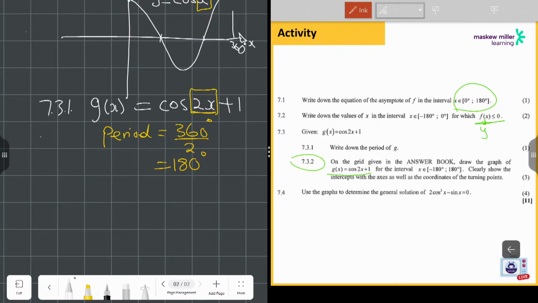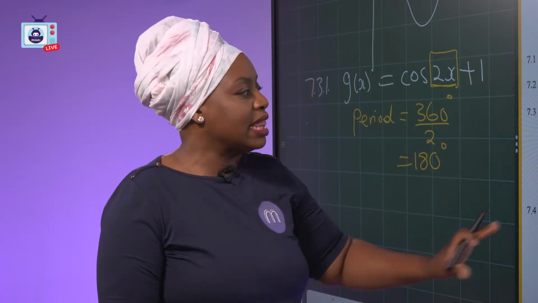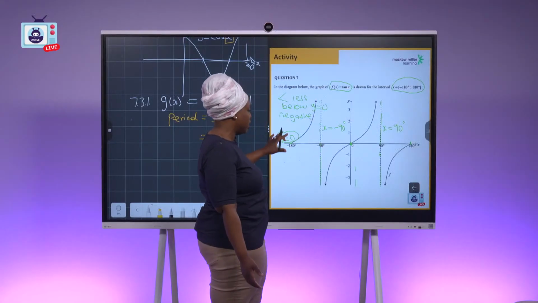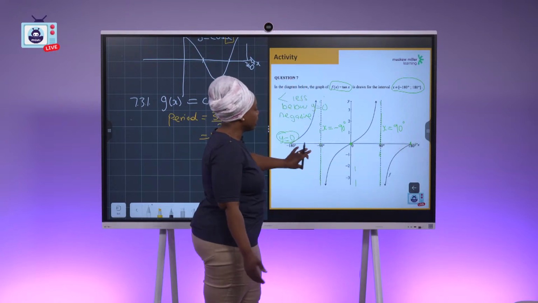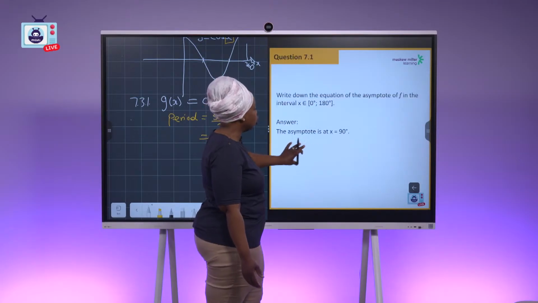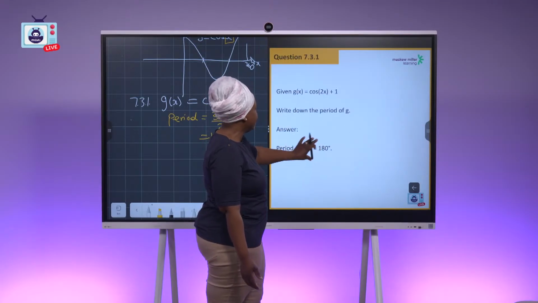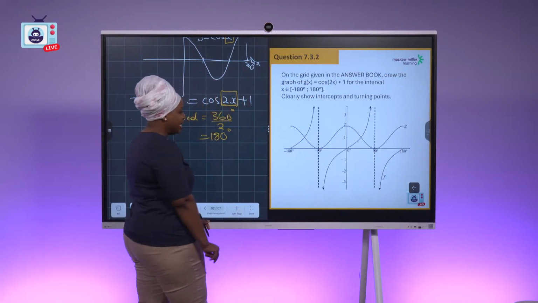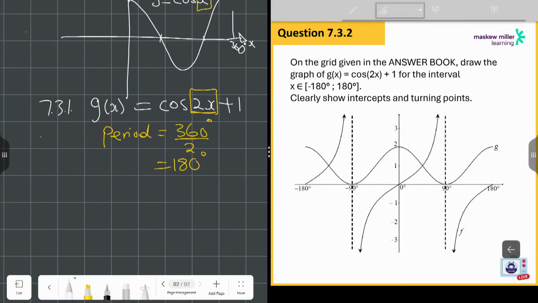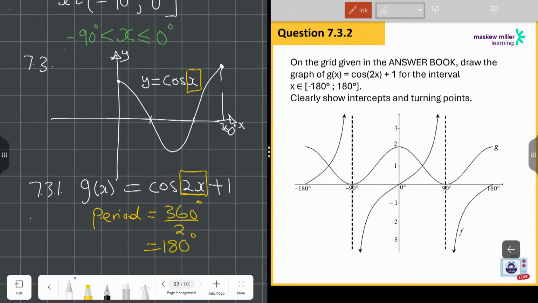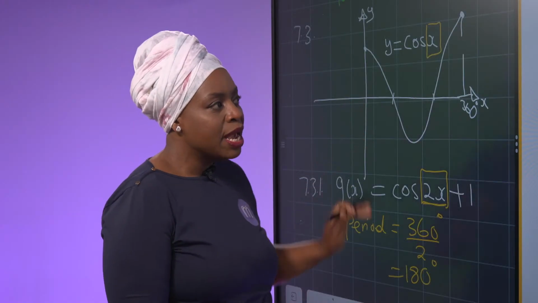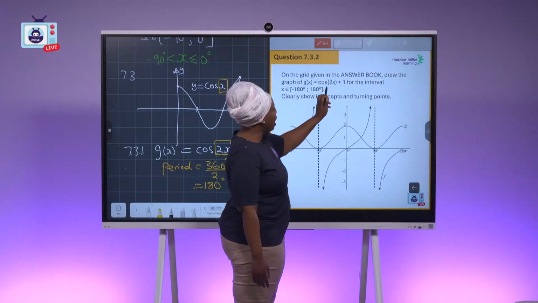So let's do that. In your normal pace where you are answering this question, you go to the grid that is given to you. You can see this is what we are given, and you're starting from negative 180 to positive 180. So you can just go there and draw your graph nicely. How would you draw the graph, or what will help you to draw it? Usually I just have my normal graph like this one, and then I divide it by 2, because we were talking about the period.